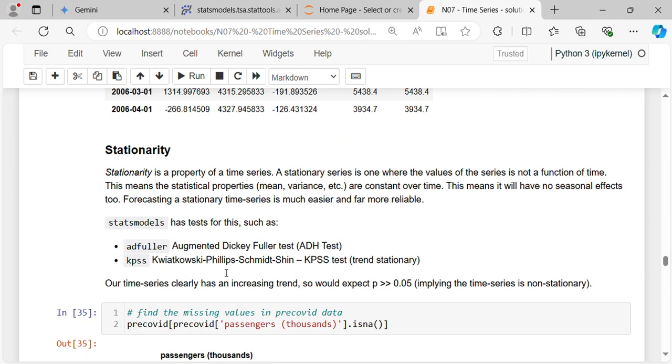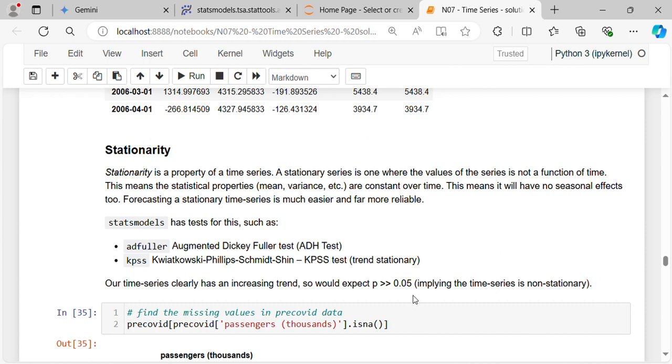So our time series clearly has an increasing trend. So we would expect the p-value to be much greater than 0.05, implying the time series is non-stationary. So if the p-value is much greater than 0.05, then it implies the time series is non-stationary. So let's have a look.